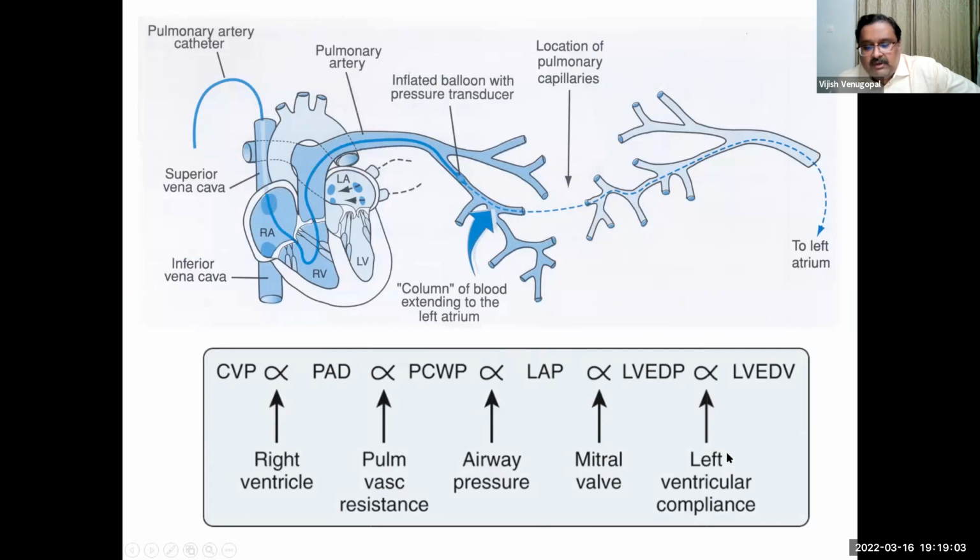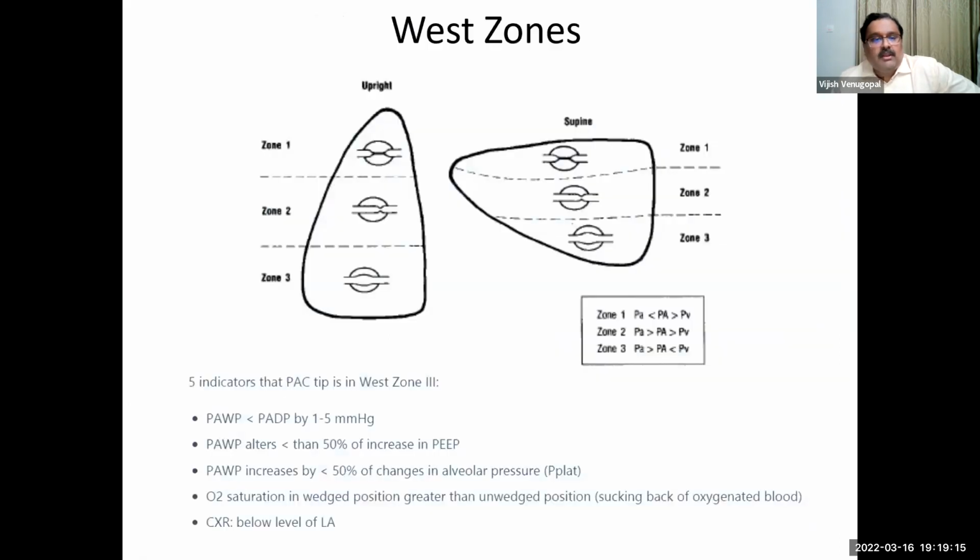And if you have a normal mitral valve and normal left ventricular compliance, ultimately you can estimate the left ventricular end diastolic volume, which is the actual preload for the left ventricle. And ideally, this should be situated in zone 3 of the West zones. The PA catheter should be situated there because this is one area where the pulmonary alveolar pressure is less than both the arterial and venous, and there is a direct link.